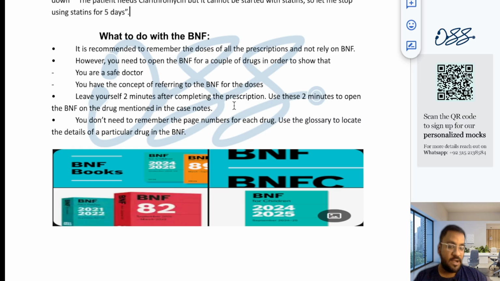So what I would advise you is to make sure that you've practiced your prescription sessions in a way that you are completing it in 6 minutes. Okay, and in the last minute of the 7 minutes, what you do is you just open the BNF and cross confirm what you have written. For example, you've written clarithromycin, let me just check the dose of clarithromycin. Yes, clarithromycin is given 500 mg BD, that means twice daily, and okay, that is fine.